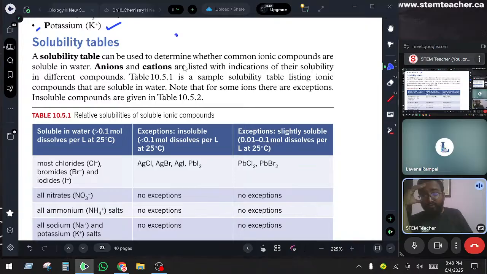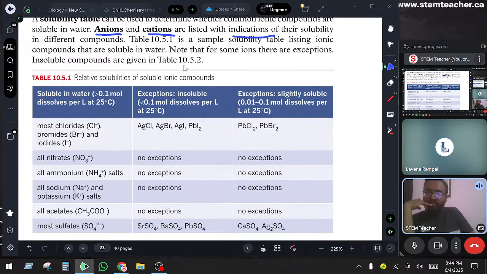So actually we will take aqueous. Aqueous means soluble, dissolving in a low concentration. So the ions that form must be soluble in it. Anions and cations are listed with indications of their solubility in different compounds. This is a sample solubility table listing ionic compounds that are soluble in water.